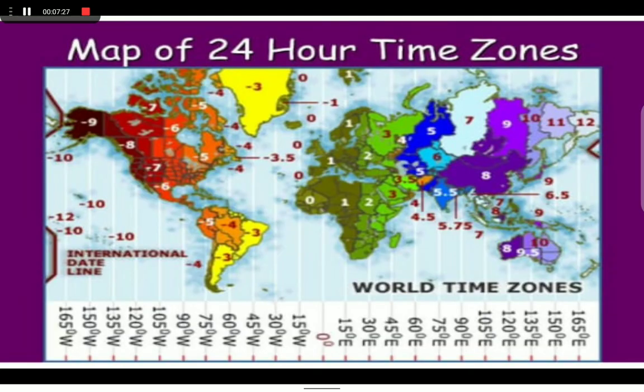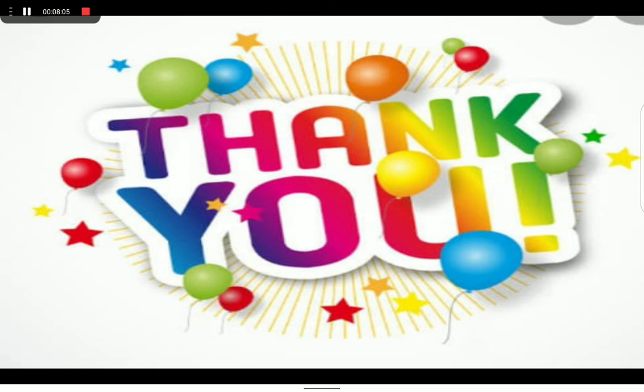In some countries which have a great geographical extent, they adopted more than one standard time. In Russia, there are 11 standard time zones. Canada has 6 time zones and the USA, United States of America, has 4 time zones. The earth has been divided into 24 time zones of 1 hour each. So each covers 15 degrees of longitude. Thank you.